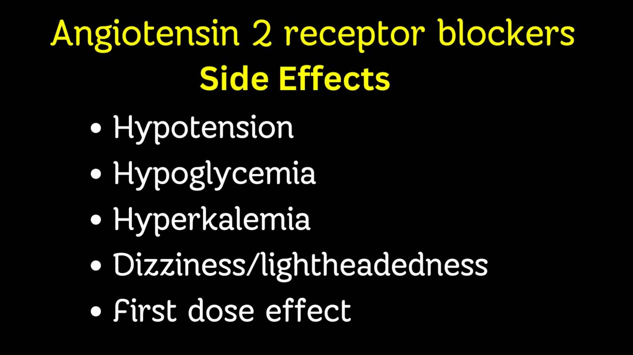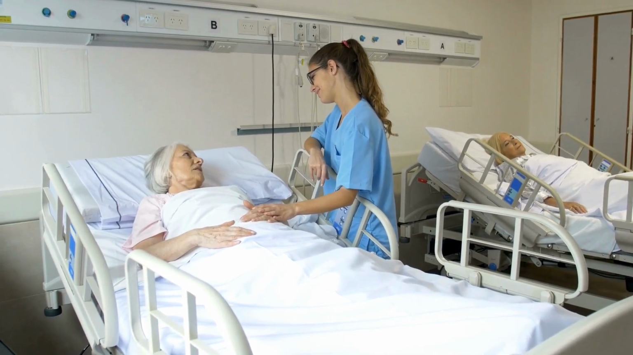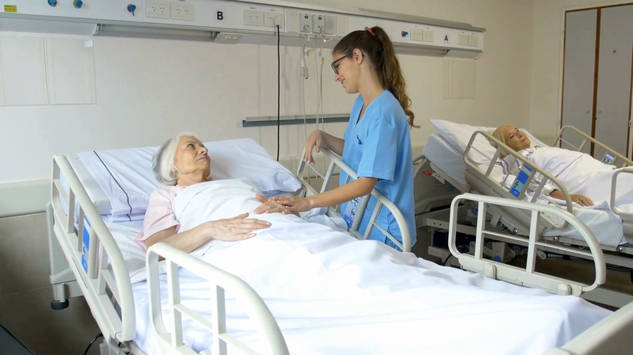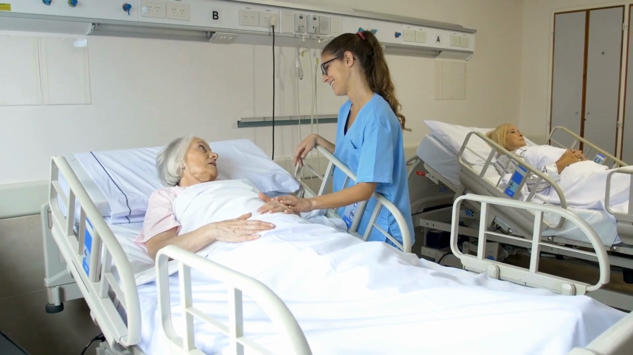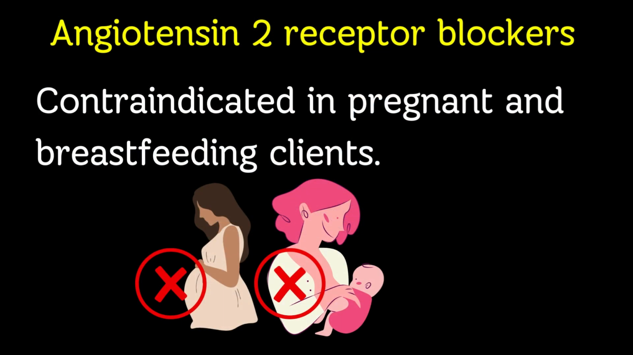First dose effect. Let's discuss the first dose effect. The first dose effect usually occurs with the first dose. The client will experience palpitations, lightheadedness, syncope, and a significant drop in blood pressure. The nurse must stay with the client and monitor closely to effectively manage adverse effects or reactions. Angiotensin receptor blockers are contraindicated in pregnant and breastfeeding clients.